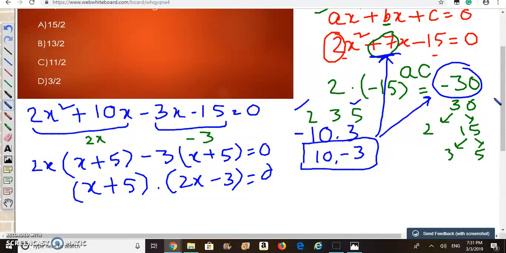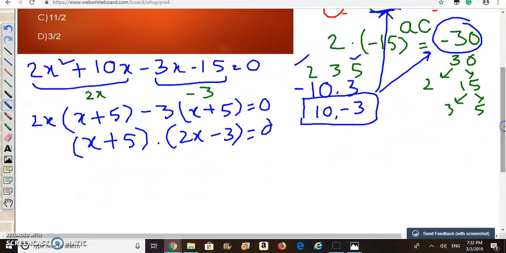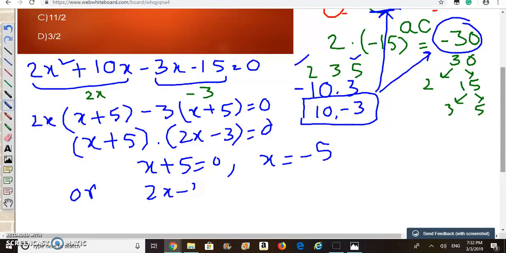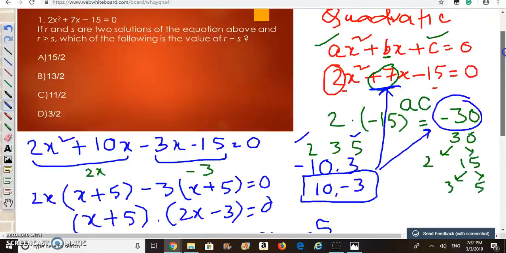So this is a product of two expressions that is equal to 0. So any x value that makes either the x plus 5 or the 2x minus 3 zero will make their product 0. So here we can write that either x plus 5 equals 0, in that case x is equal to negative 5, or 2x minus 3 equals 0, in that case x is 3 by 2. So we got two values of x from this quadratic equation.